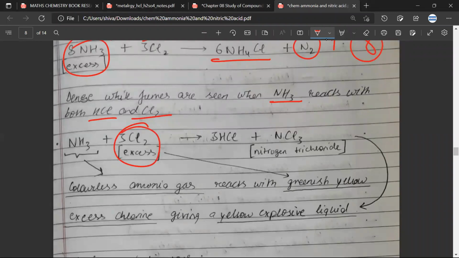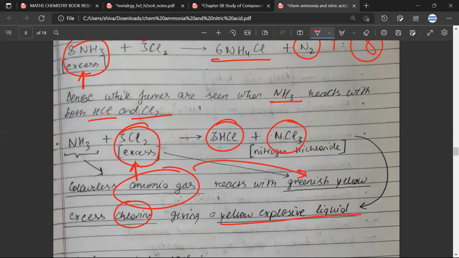And then moving on to the next reaction, in this case we have chlorine in excess. So first we had ammonia in excess, now we have chlorine passed in excess, and the products are very different from what they were before. In this case, hydrogen chloride and nitrogen trichloride are formed. So remember the colors. Colorless ammonia gas reacts with greenish yellow excess chlorine, giving a yellow explosive liquid, also known as nitrogen trichloride, or NCl3.